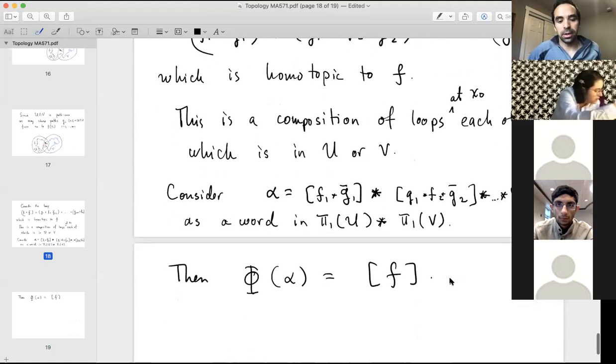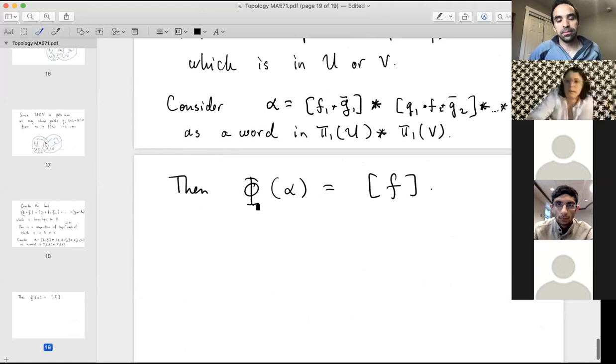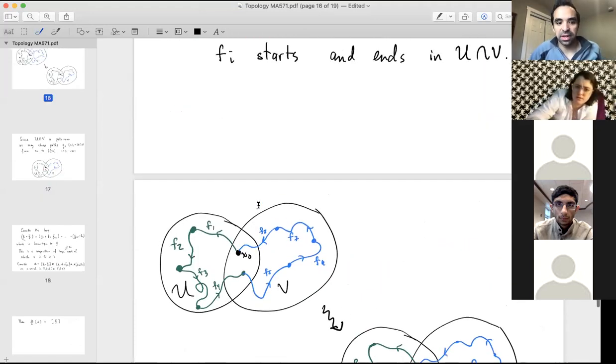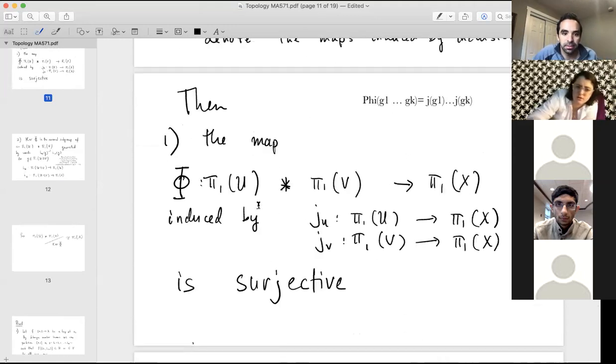And I will continue with describing the kernel of this map phi on Monday. Are there any questions about van Kampen's theorem or this proof or the statement of van Kampen's theorem?